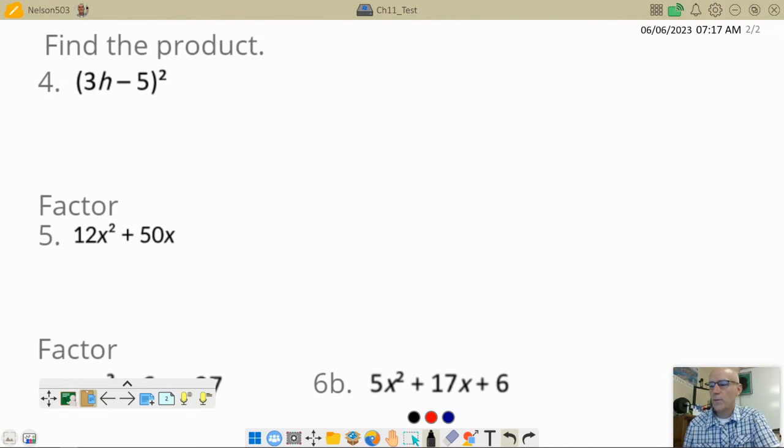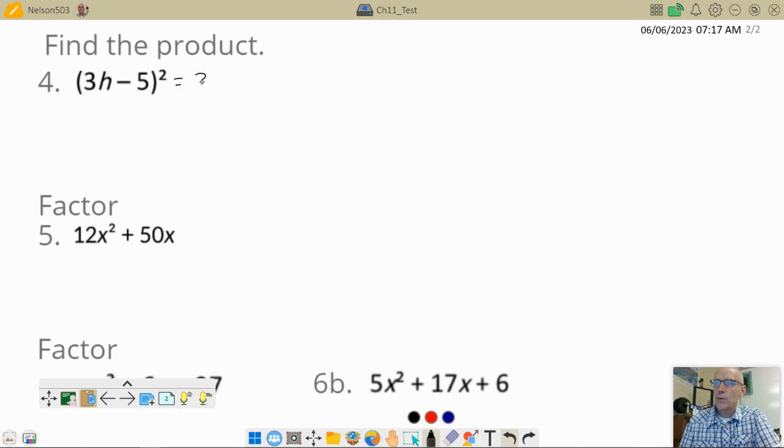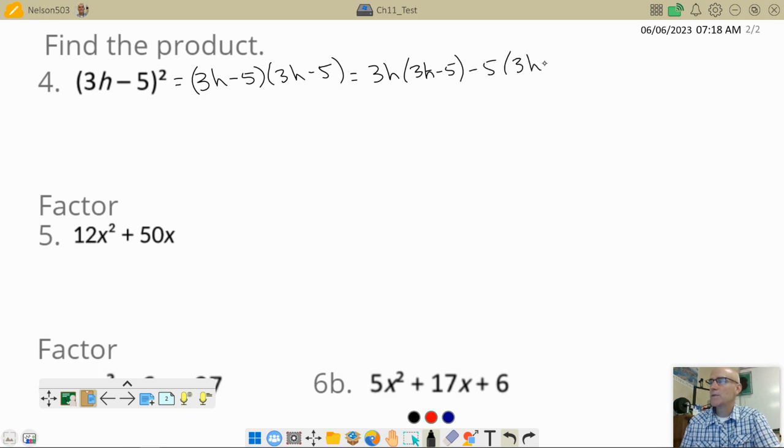Okay, here we go on number 4. When you have a binomial squared, it means 3h minus 5 times 3h minus 5. And we went through the whole distributive property, like 3h times 3h minus 5, sorry, and then minus 5 times 3h minus 5. We did that and we added them together.